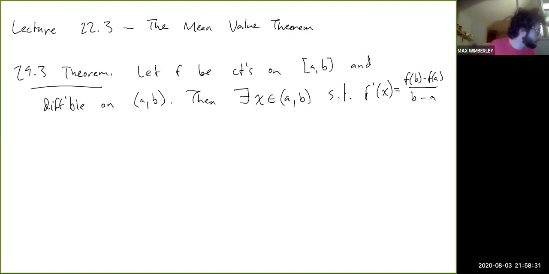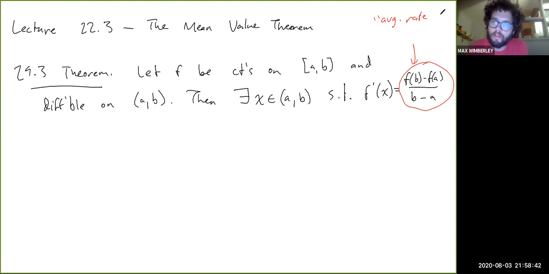The reason it's called the mean value theorem is because this is considered the average rate of change on, I guess, [a, b]. So this is just like the slope of a line that connects the point on the graph at x equals a to the point on the graph at x equals b. So it's just like rise over run basically.